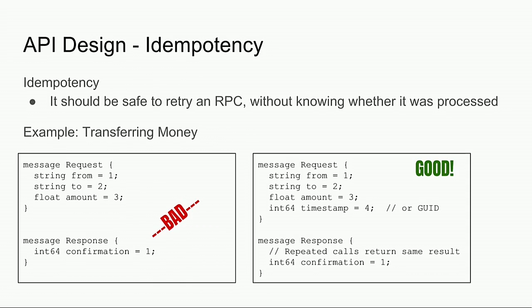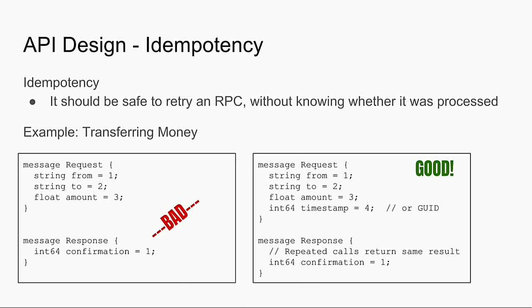So obviously we want to avoid that. And we can resolve the issue by adding a timestamp, for example, to the operation, or a globally unique ID, or some kind of a transaction token that the server can use to determine whether or not the operation has been performed, and then not perform the operation a second time if it turns out that it's redundant.